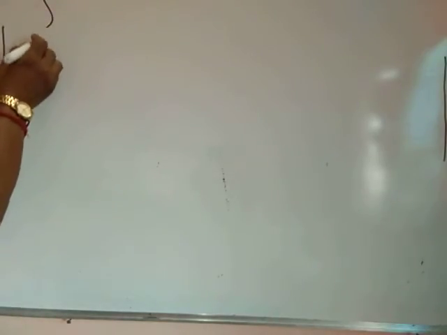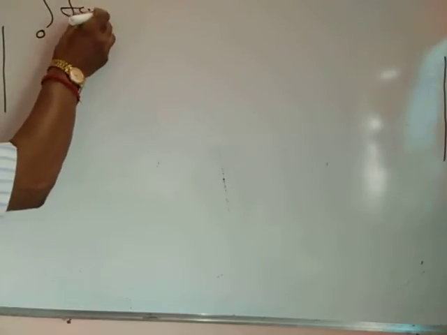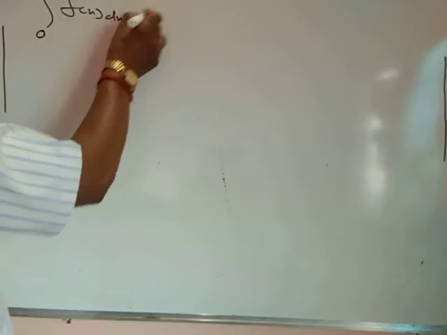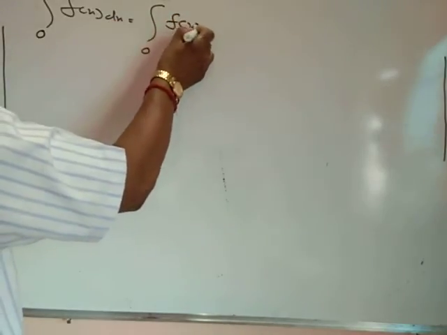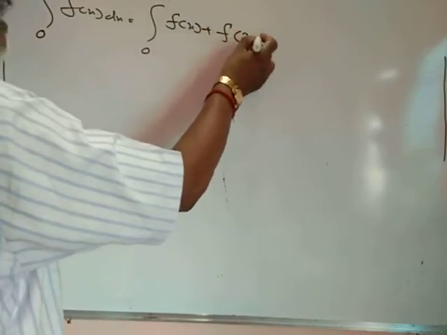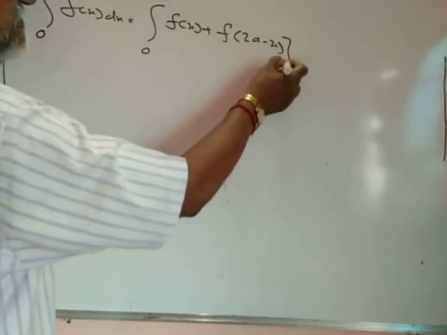Now, integral from 0 to 2a of f(x) dx is equal to integral from 0 to a of f(x) plus f(2a minus x) dx.